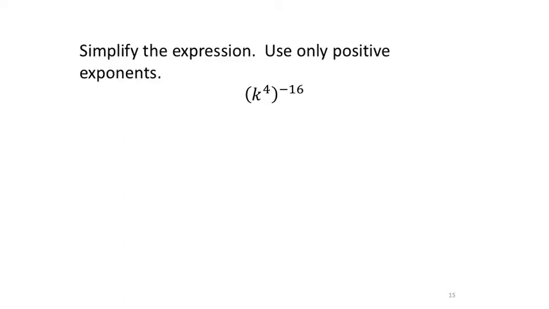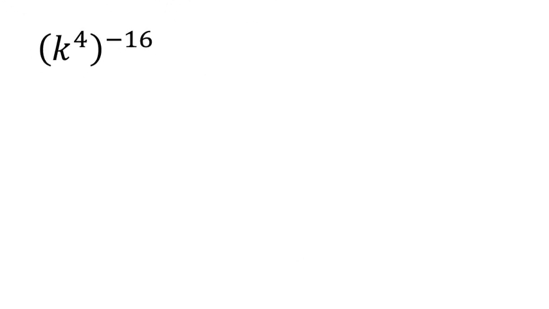All right, let's use only positive exponents for this one, but just like we've seen before, and it is okay that there are parentheses, okay? And we do have a base k, but with the parentheses there, that tells us we'll be multiplying the exponents of 4 and negative 16.